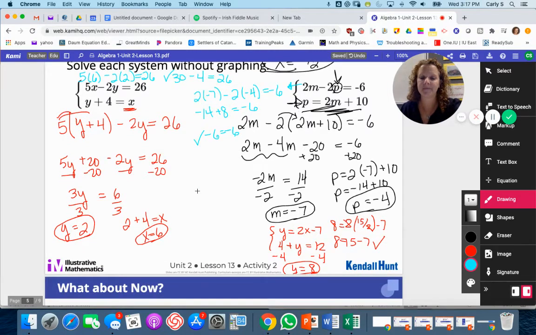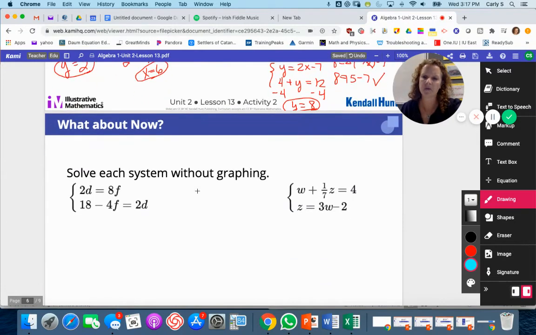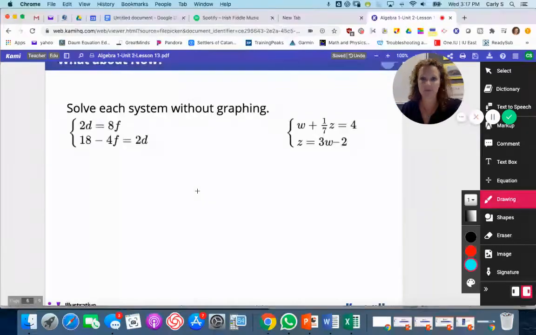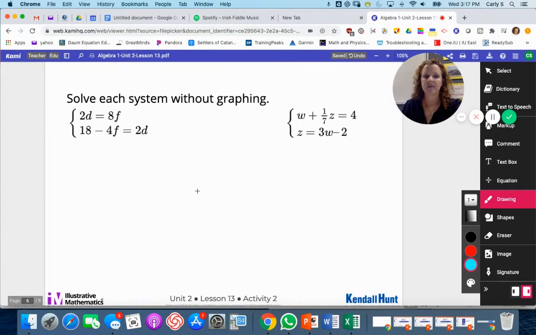Two more. I'm showing all my work too in hopes that it helps, because there's a lot of work to be shown in substitution. Okay, even when we do elimination, it'll be a lot of work, and you guys will pick your favorite method, and it'll be great. All right, so without graphing, I've got a simpler equation and a more complicated equation. We always want to mess with the simpler equation and plug that into the more complicated equation.